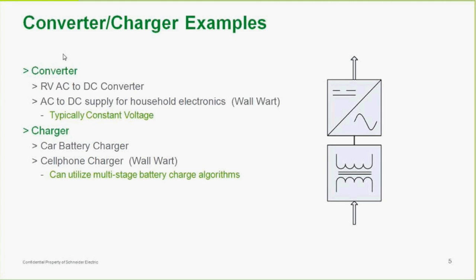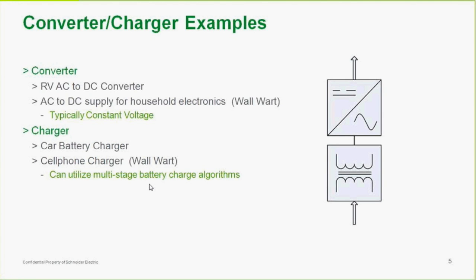The other application for this type of device is a charger. So we're all familiar with chargers as well, I'm sure, car battery chargers, cell phone chargers. The big difference between the two is that a charger typically utilizes a multi-stage battery charging algorithm. So they may or may not have just constant voltage output.